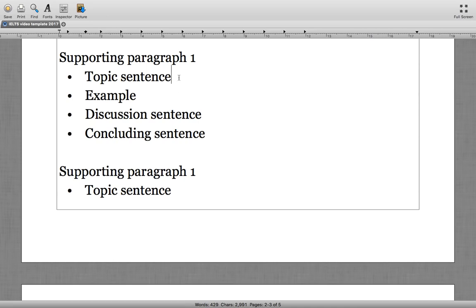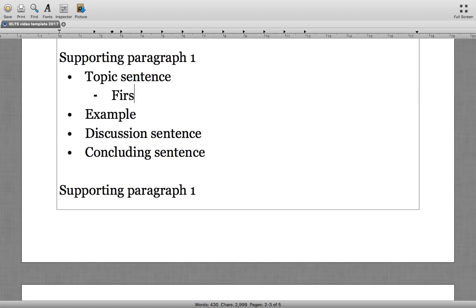So the topic sentence would be worded something like, firstly, of course, or even firstly, it must be recognized that, and then you'd progress to whatever your idea is.